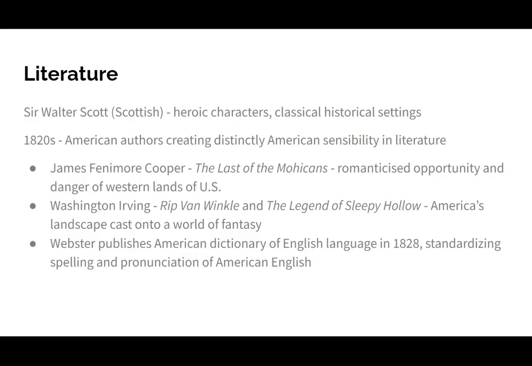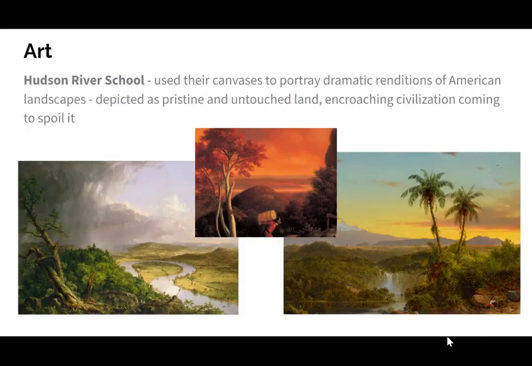Okay, so looking at art, one of the biggest artistic movements of this time, again a romantic movement, is the Hudson River School of Art. They use their canvases to portray very dramatic renditions of American landscapes. The landscape was typically depicted as pristine, untouched land, lands to the west, paradise-like utopias. And they usually depicted encroaching civilization as something that's coming to spoil it.